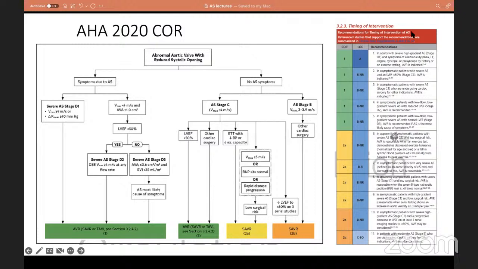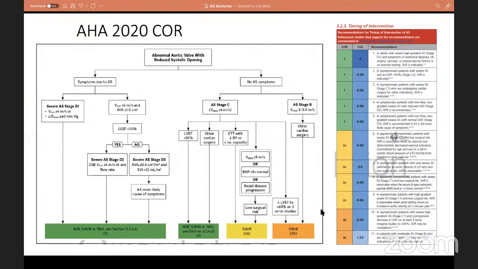Basically, if the patient requires any cardiac surgical intervention, then that would be indicated regardless of the severity. Another thing we look at, according to what's mentioned here, is if there's rapid progression, or BNP more than 3 times the normal, or Vmax more than or equal to 5 meters per second, then we could offer them surgical AVR. That's class 2A.